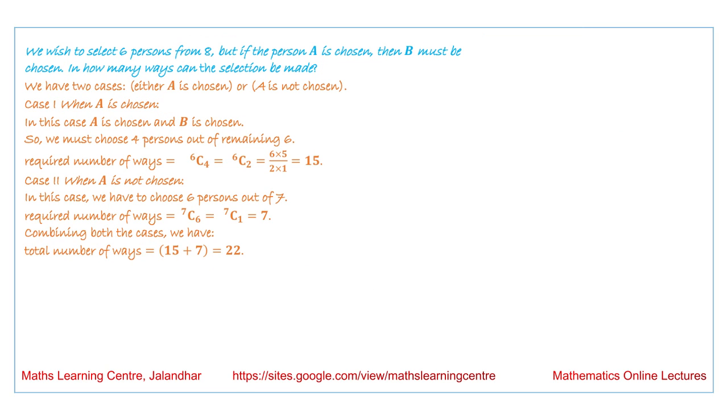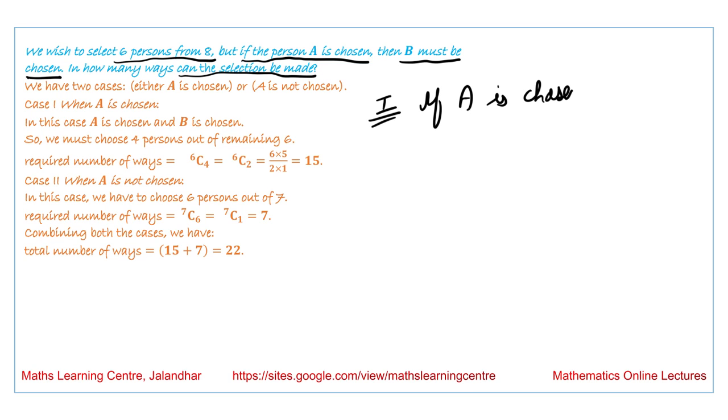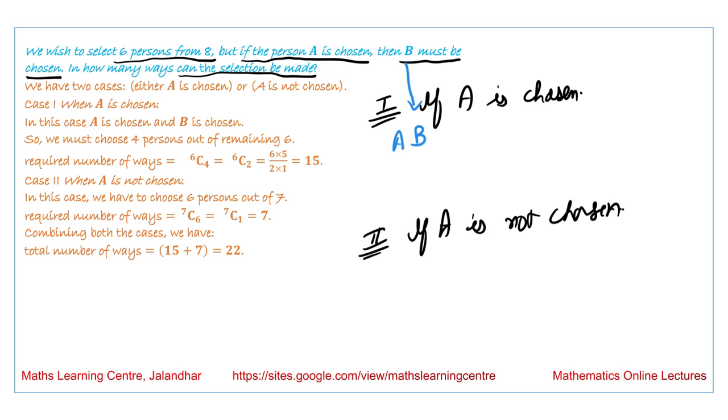Next is, we wish to select 6 persons from 8. But if the person A is chosen, then B must be chosen. In how many ways can the selection be made? So we have two cases now. First case is if A is chosen, and second case is if A is not chosen. So if A is chosen, it means one person A is being selected, and B is automatically selected. We have a total of 8 persons and we have to select 2. We have already selected 2 persons.